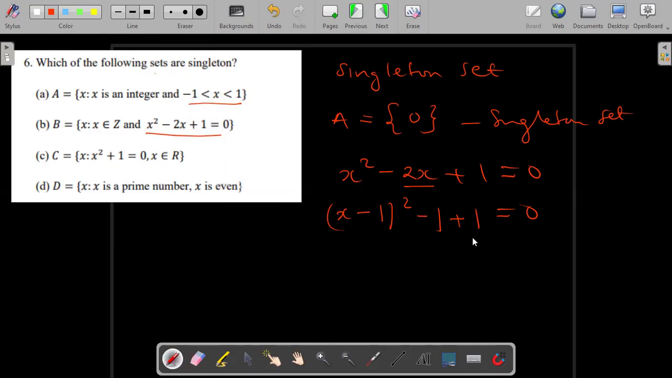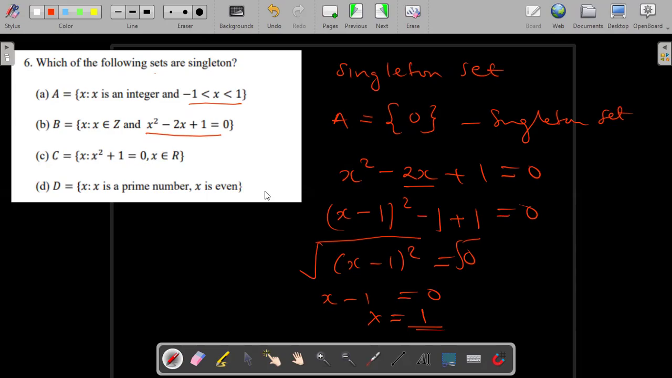Okay, so this gives you this. Then here, -1 plus 1 gives me 0. Then I just have x minus 1 squared equal to 0. Then I can take the square root of both sides. Then I just get x minus 1 equal to 0, and I have that x is equal to 1. That's the value that I'm going to get. I see that there's only one value for this quadratic equation, which is 1 itself. So this set, set B, is also a singleton element.